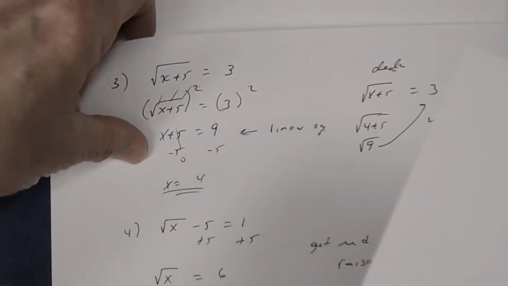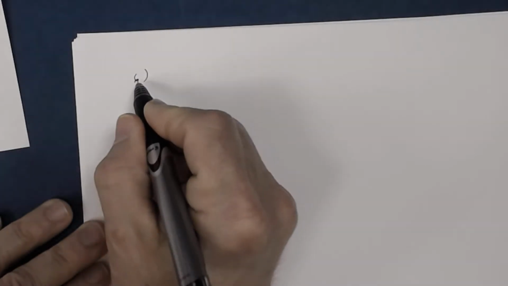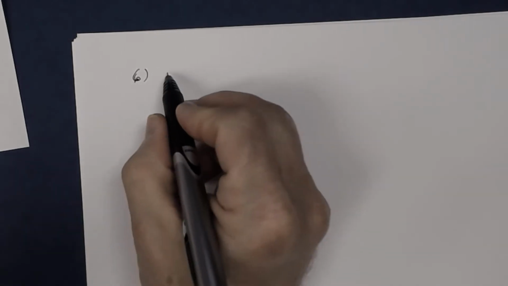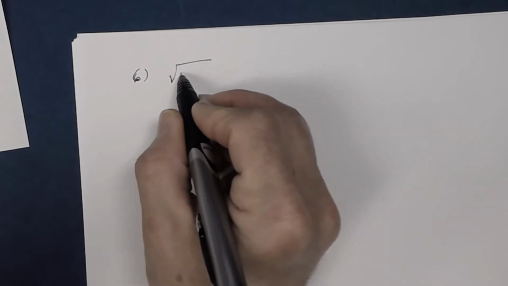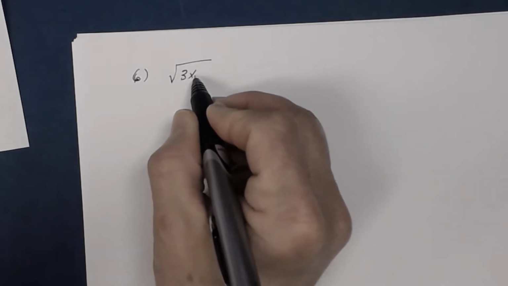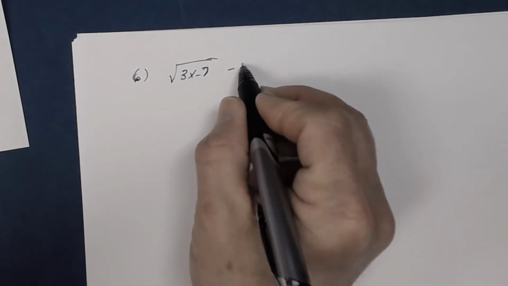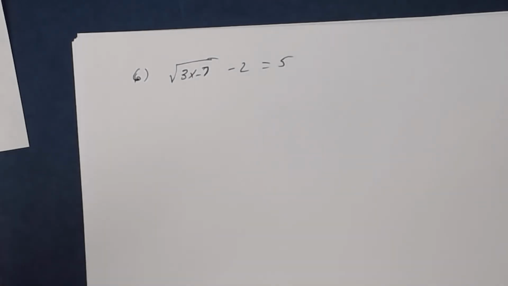Okay, now let's look at number 6. All right, so you try, pause the video and see if you can do number 6. And if you can do something like number 6, you should be fine for your test and your final exam on part 1. Okay, so let's suppose we had the square root of 3x minus 7, minus 2, equal to 5. Okay, so the square root of 3x minus 7, minus 2, equal to 5. All right, so think about your steps. What's the first step?